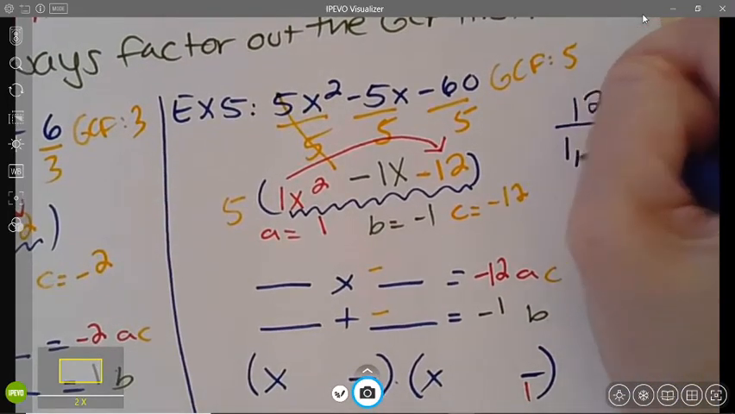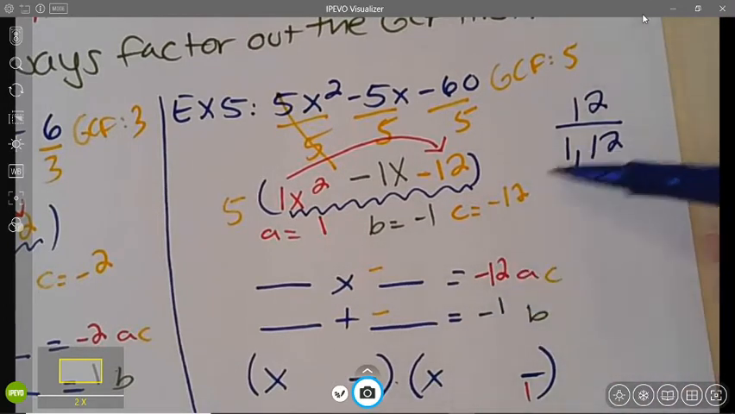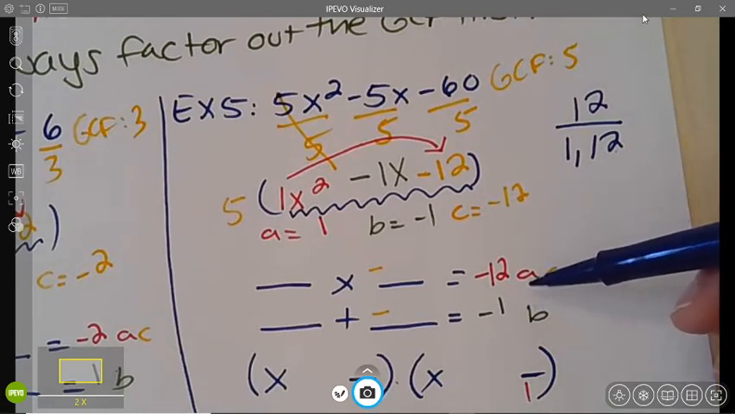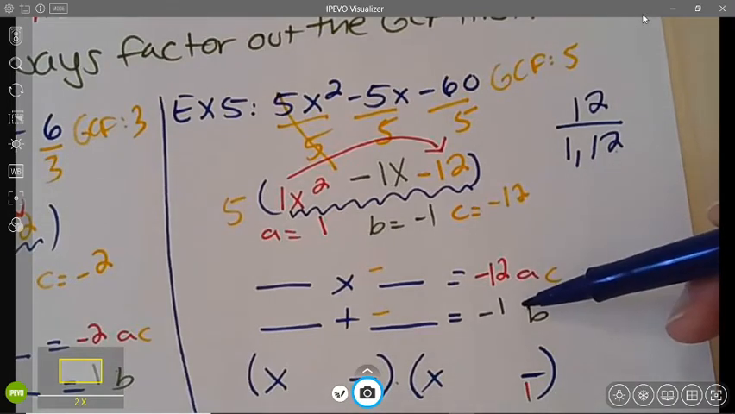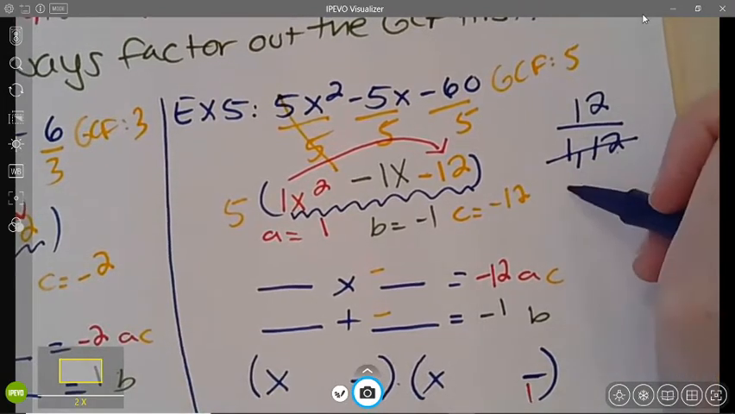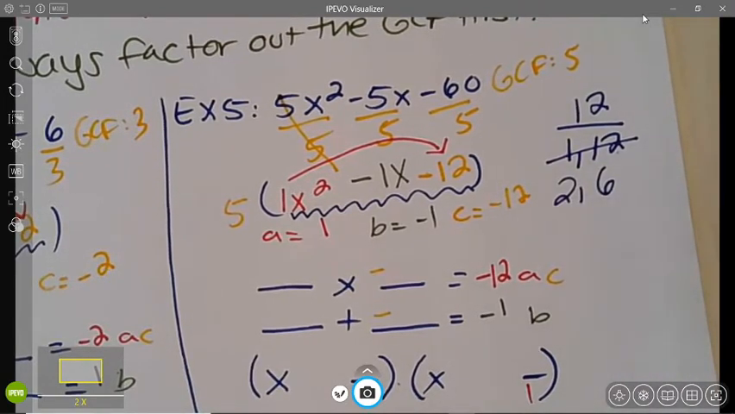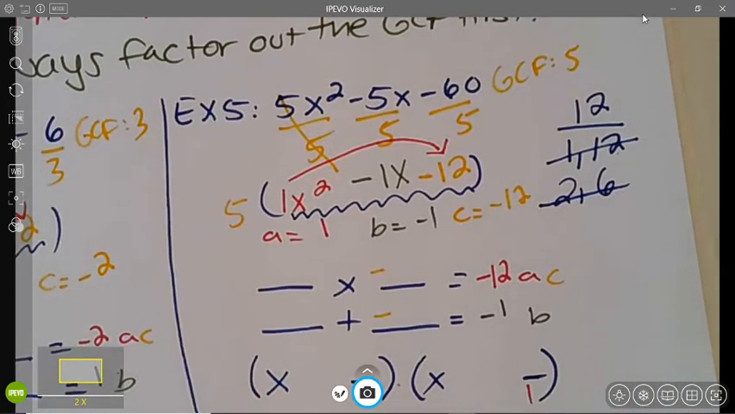Well, I know 1 and 12 work. Let's see. If I need them to be negative 1, well, positive 1 minus 12 is negative 11. So that doesn't work. And negative 1 plus 12 is a positive 11. So, shucks, that one doesn't work. Let's try another one. I know 2 times 6 is 12. Negative 2 plus 6 is 4, so that's not negative 1. And 2 minus 6 is negative 4. Rats. Can't find it right now.